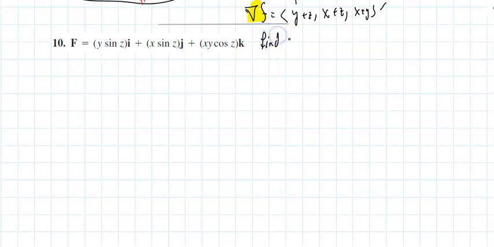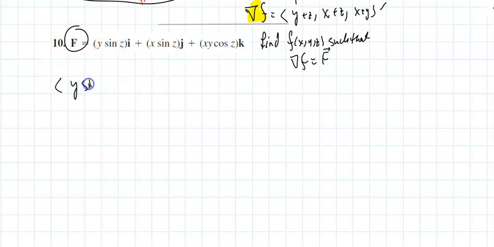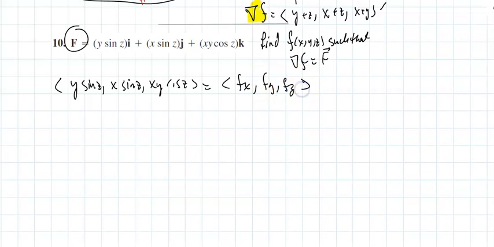I want to find a function f of x, y, z such that when you apply the gradient on it, you will get that vector field. So that means I am going to take y, the sine of z, x, the sine of z, x, y, the cosine of z, set that equal to this gradient, and figure out what that is. Now, I just gotta warn you, if you find a shortcut, that means this is conservative. It doesn't have to be conservative.